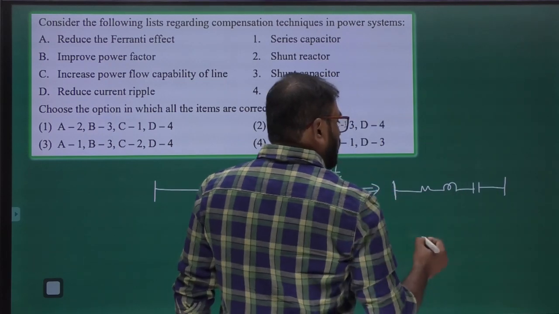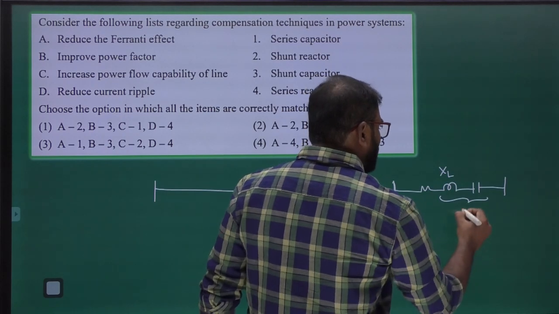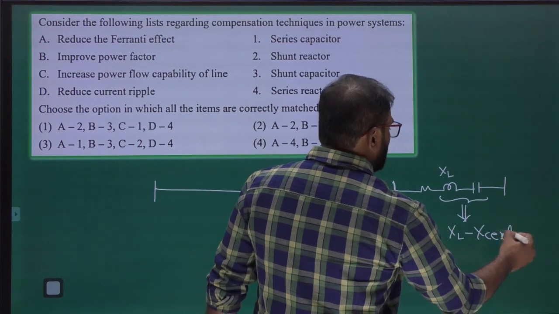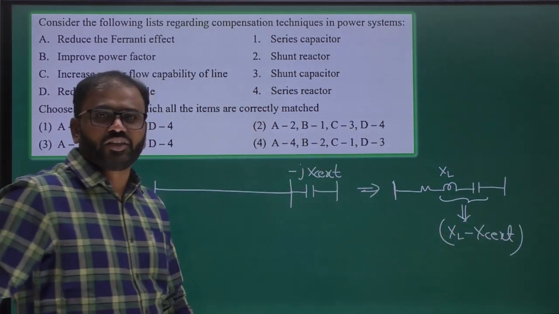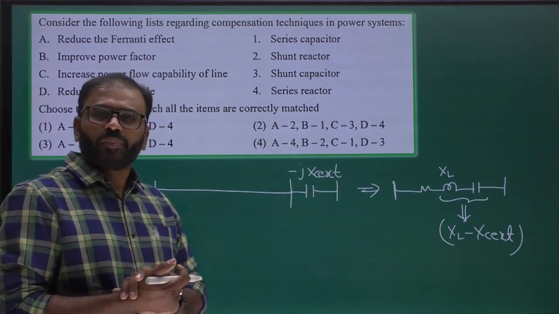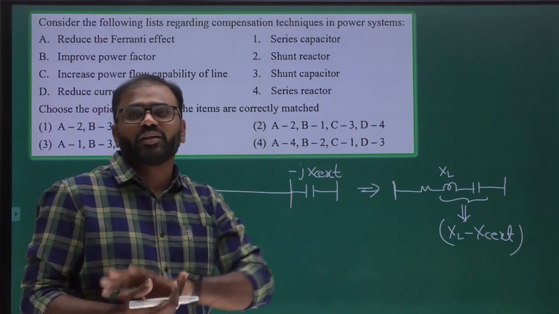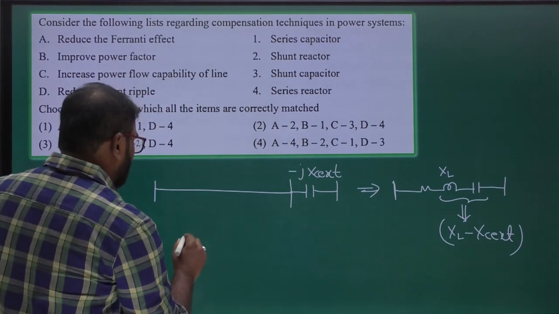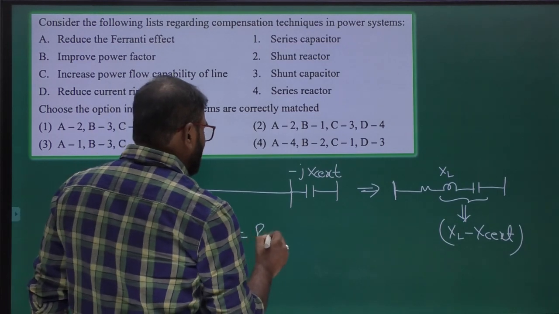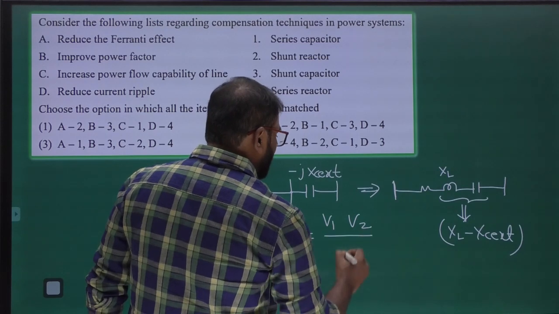So what happens? Before compensation, the line reactance is XL. After compensation, the line reactance becomes XL minus Xc external. So the overall reactance of the line decreases because of series capacitor compensation. If the overall reactance of the line decreases, definitely system stability will be improved. Maximum power transfer capacity of the line will be improved. For example, if you neglect the resistance, you can write Pmax, or the steady state stability limit of the line, as the sending end voltage V1 times the receiving end voltage V2 divided by the net reactance of the line.